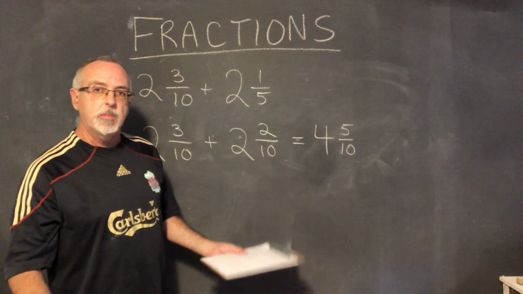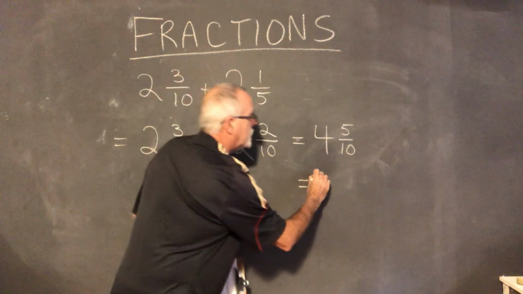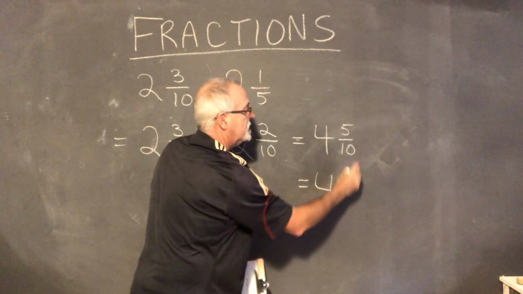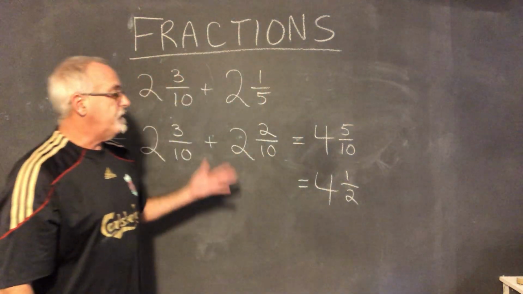The greatest common factor between 5 and 10 is 5. I'm dividing both of them by 5. So the 4 doesn't change. 5 divided by 5 is 1. 10 divided by 5 is 2. 4 5/10, of course, is equal to 4 1/2.